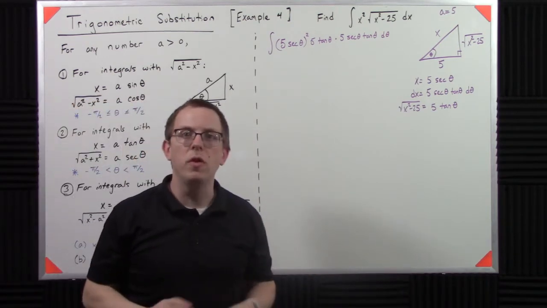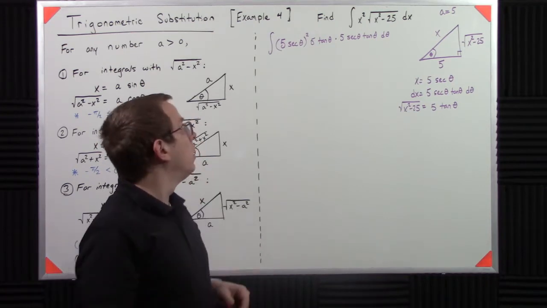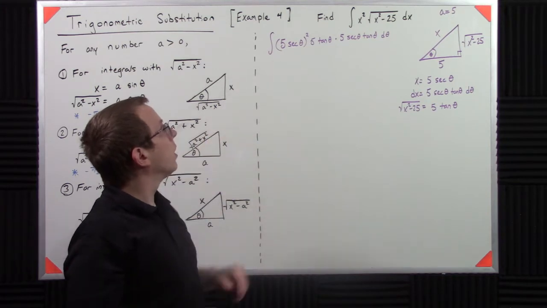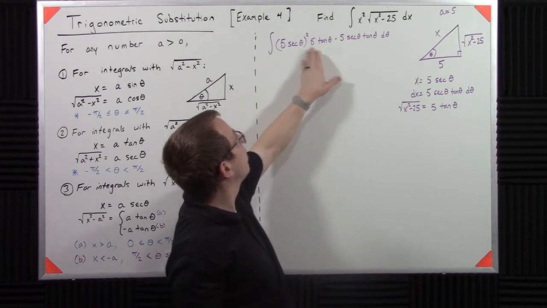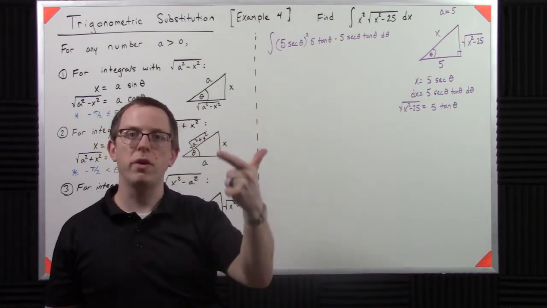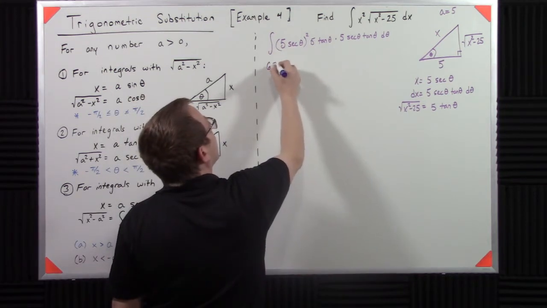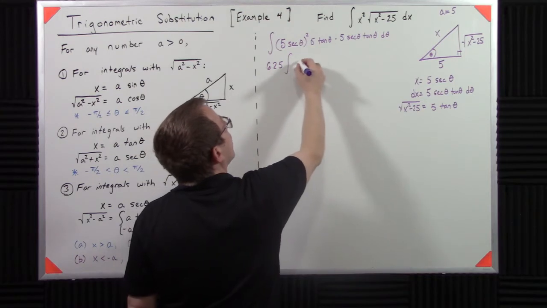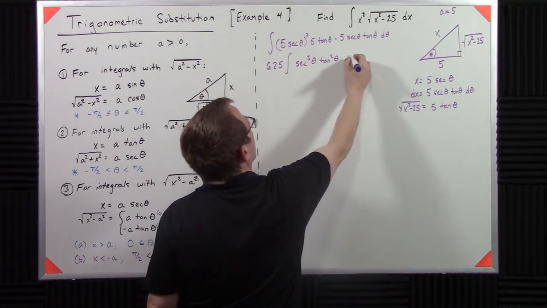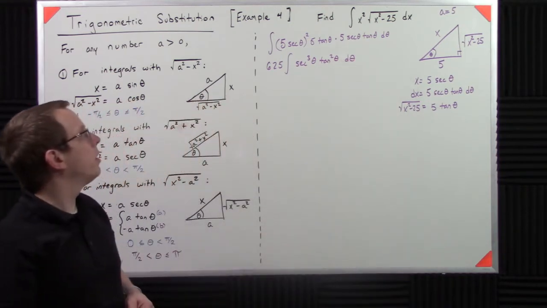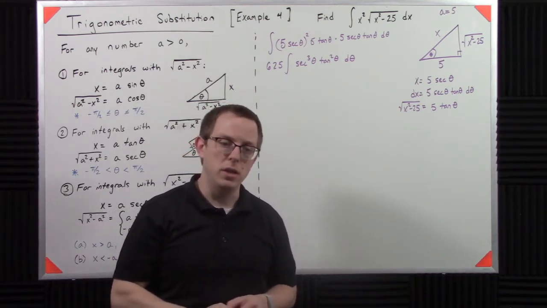Okay, so this is not going to be fun. You may not know why yet, but I sure do. So we have 5 secant theta squared, 5 tangent theta, 5 here. So I've got four 5s. So that's 5, 25, 125, 625. So I've got tangent squared theta, secant squared theta, tangent squared theta, d theta.